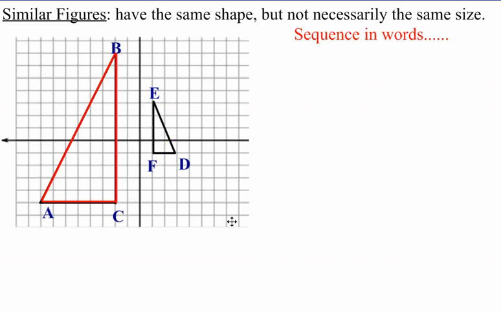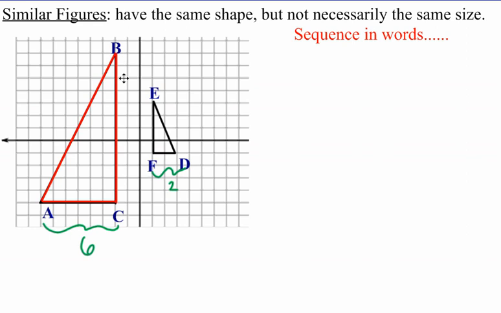Now the big part is basically proving that figures are similar. So we'd have to record our sequence in words and what's happening. So let's take a look at what's happening first of all and then go from there. We notice that AC has a length of 1, 2, 3, 4, 5, it has a length of 6. FD has a length of 2. This suggests to us that it's going to decrease by a third.